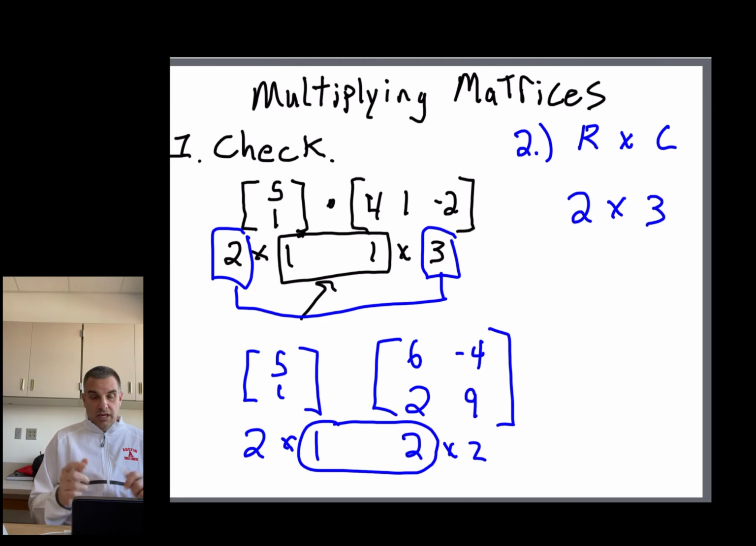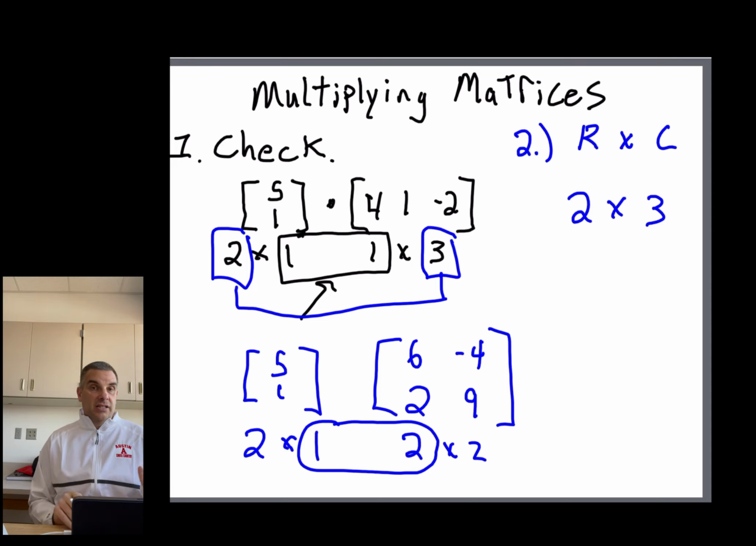So we're always going to do that check to make sure it can be done. And then once we make sure it can be done, we have to figure out what its dimensions are going to be. Obviously the second one down there, we couldn't do it. So therefore, we don't have anything to make it out of. We're just simply done. Those two can't be multiplied together.